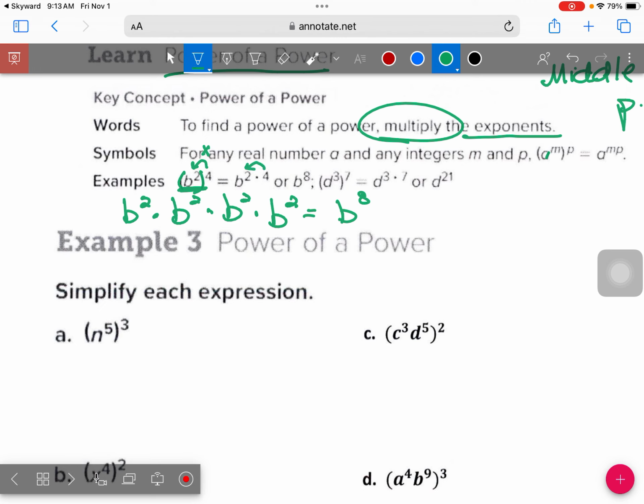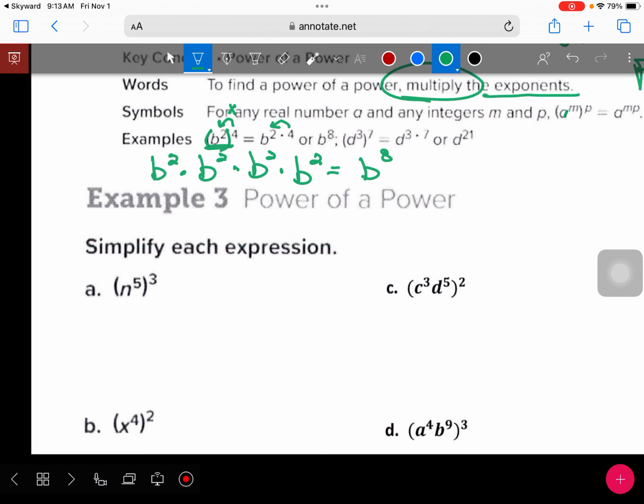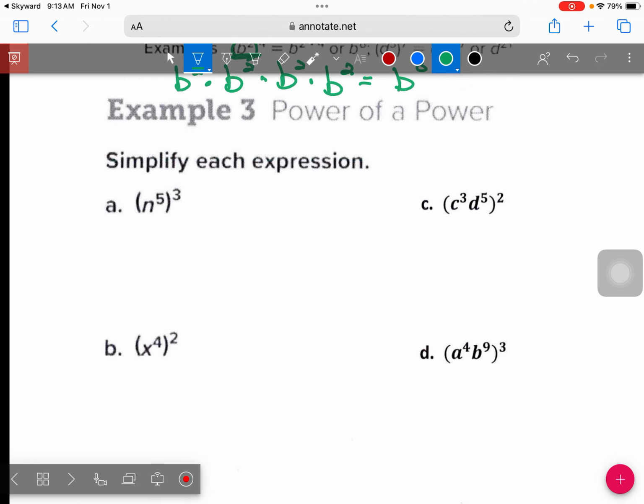It's almost like the distributive property. If you have an exponent on the end, you're going to multiply it by every exponent on the inside of the parentheses. So let's try this for letter A.